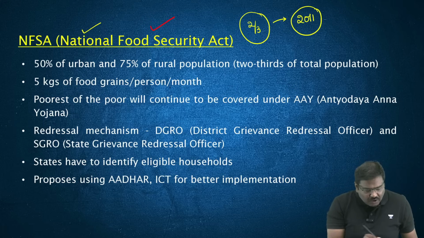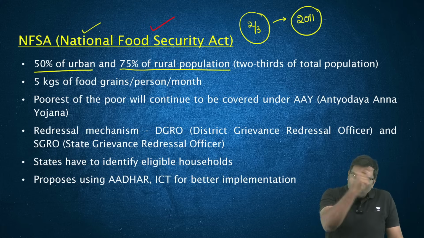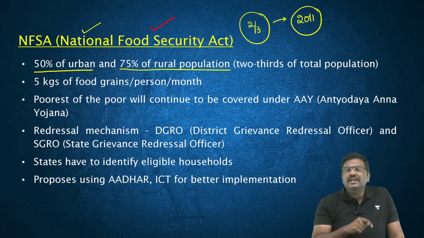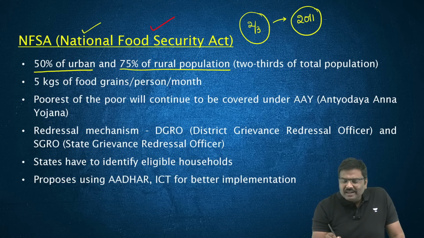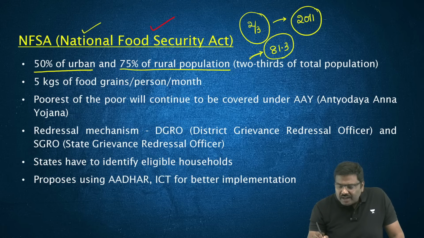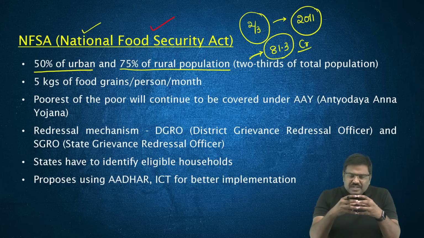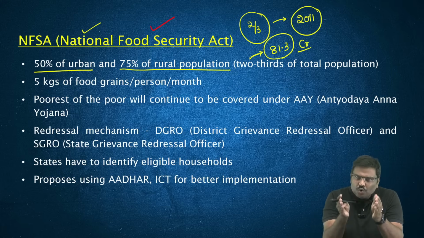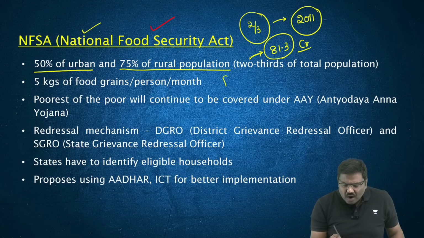So 50% of urban population would be covered, 75% of rural population. Overall, the number of beneficiaries under NFSA will be 2/3 of the total India's population, and that comes out to be around 81.3 crore people in India. Second one, these beneficiaries which are identified will be divided into two parts. One is called a priority household, that is PHH.